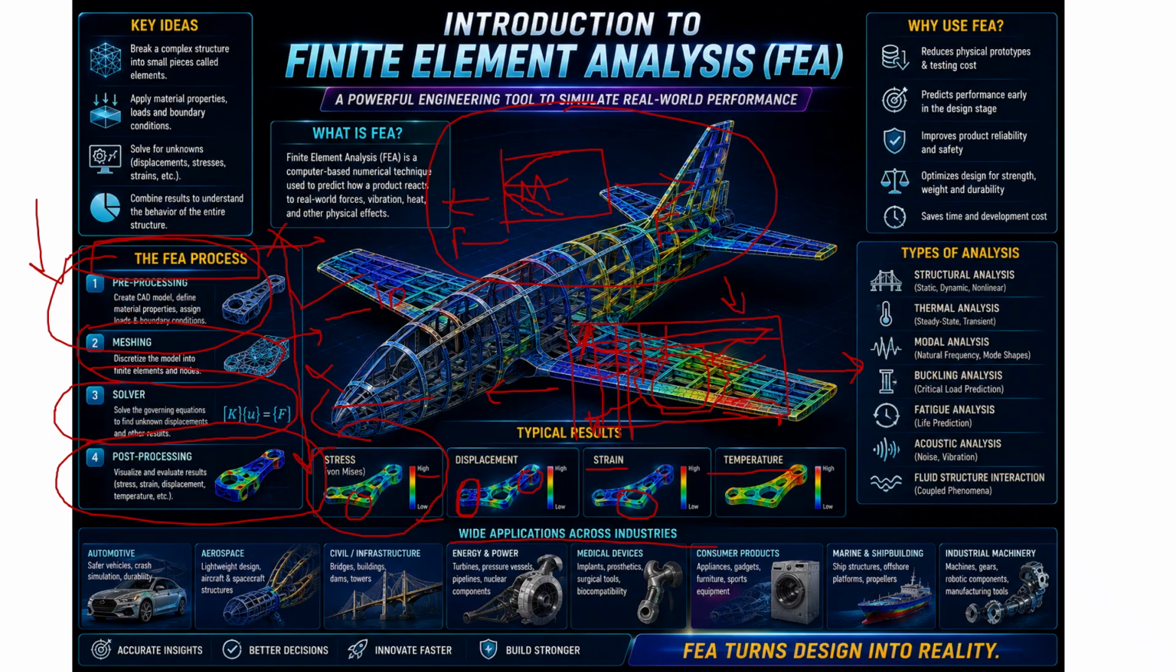So coming to the next point and the last point: types of analysis. You cannot just do one or two kinds of analysis in FEA. We can do multiple kinds of analysis. I just showed you the structural analysis, where we can apply loads to bridges, to aircraft wings, to automotive components. So this comes under the structural analysis.